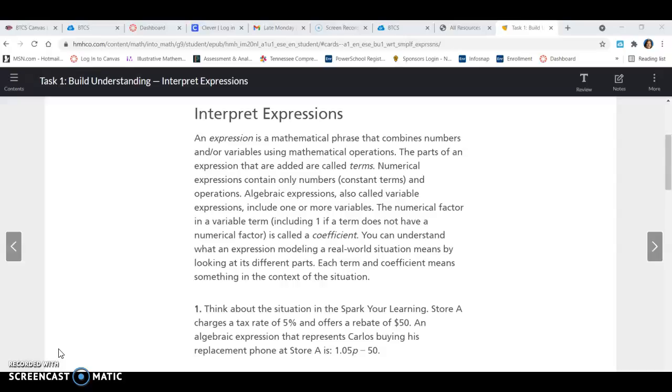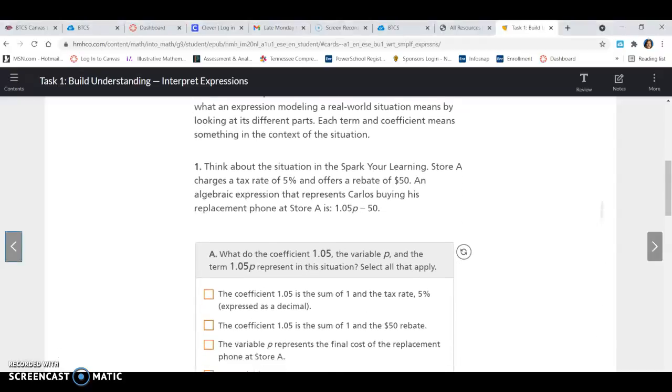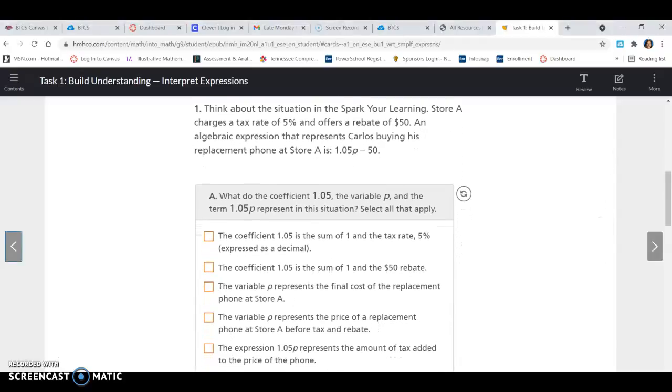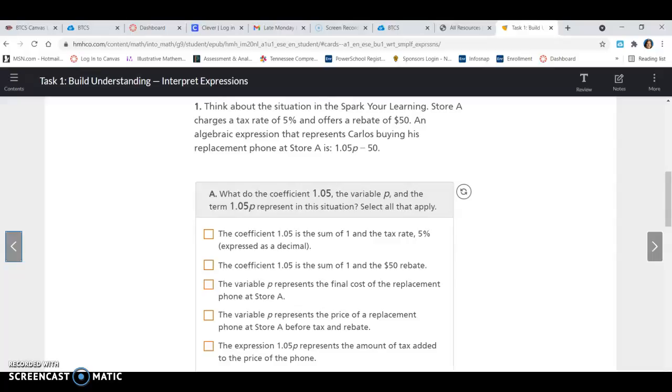You can understand what an expression modeling a real-world situation means by looking at its different parts. Each term and coefficient means something in the context of the situation. All right, so thinking about that, we're going to look at this example here. And it says, think about the situation in the Spark Your Learning. I didn't ask you guys to do that, but here's the question.